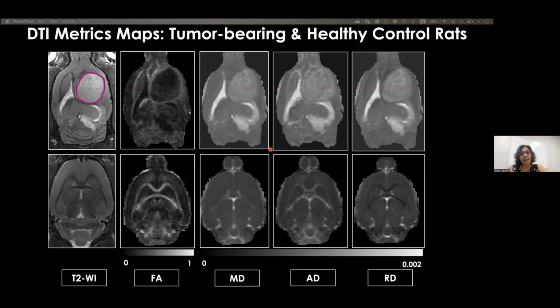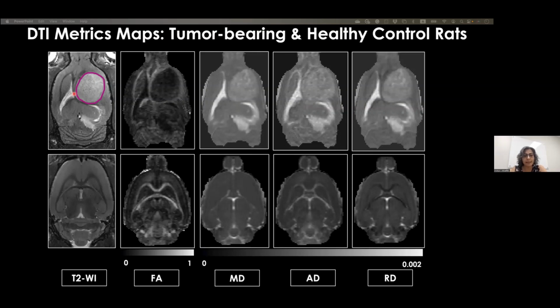Okay. In this figure, the top row is T2 weighted images of a tumor-bearing rat, like a first image, and the rest of the images are DTI metrics for the same rat 14 days following implantation. And the DTI metrics shown here are fractional anisotropy or FA, mean diffusivity or MD, axial diffusivity or AD, and radial diffusivity or RD. I outlined the tumor region in purple on T2 weighted image.